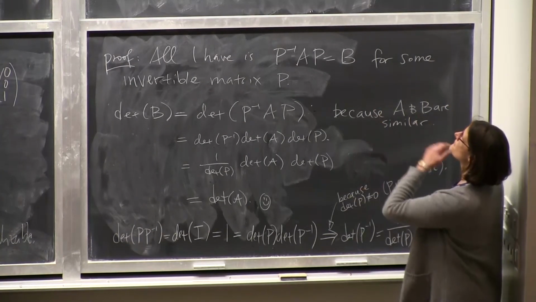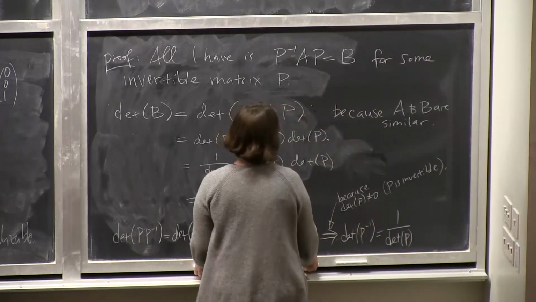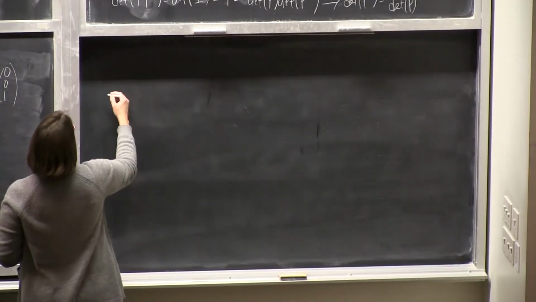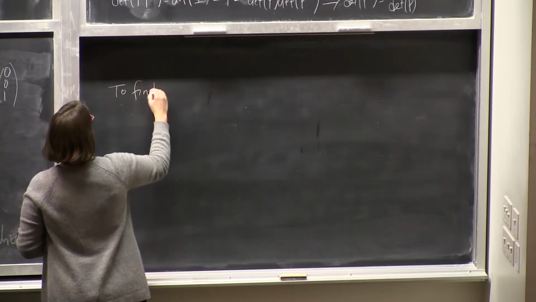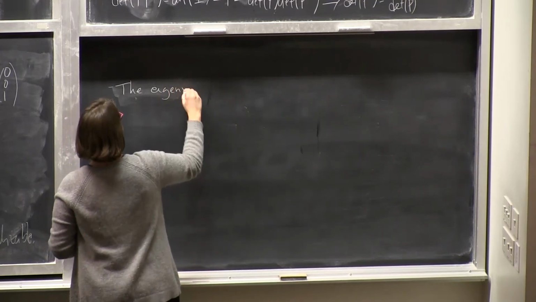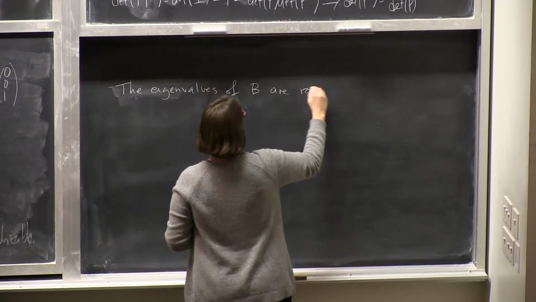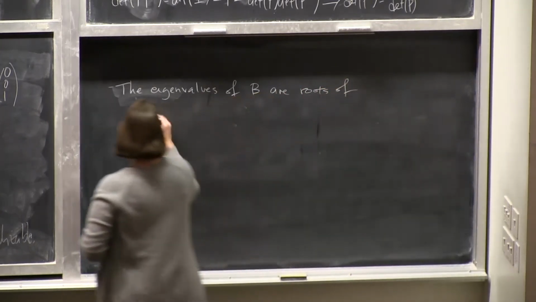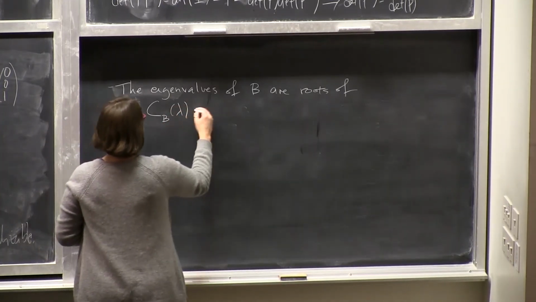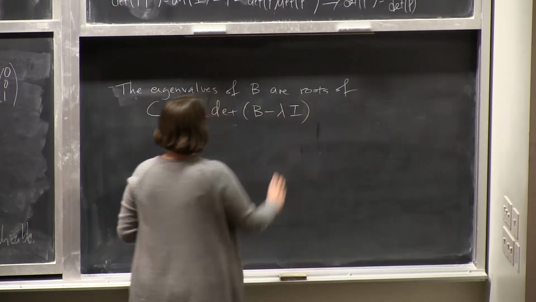Okay, so this proves that the determinant of A is equal to the determinant of B. Now I want to prove that the eigenvalues are the same, because it's a beautiful proof. So to find the eigenvalues of B, they are roots of the characteristic polynomial. I'll put a little b there, which is the determinant of B minus lambda times the identity.